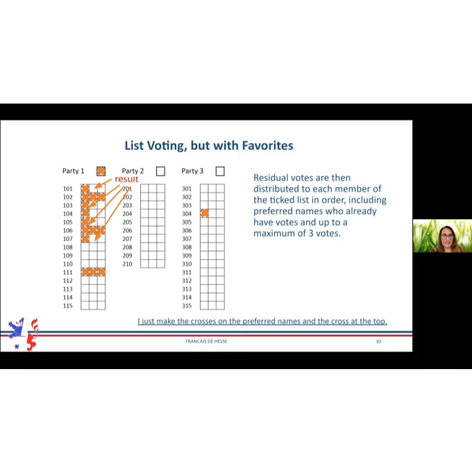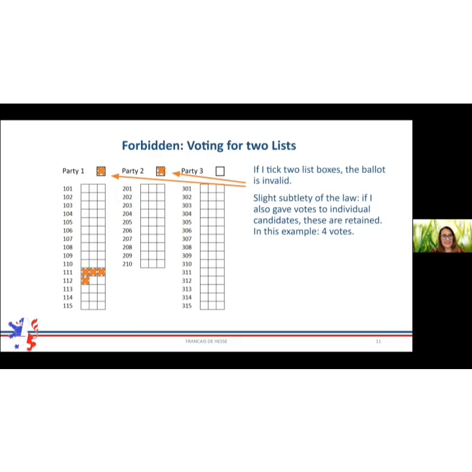Okay, so moving on again. What you cannot do, this is an example that would be invalid. You cannot check two party boxes, because you can vote for different candidates throughout the lists and the parties. You can do a mix of voting for people and lists, but you cannot vote for two parties. This is not allowed and would not be counted, so it would be invalid. So please don't do that.